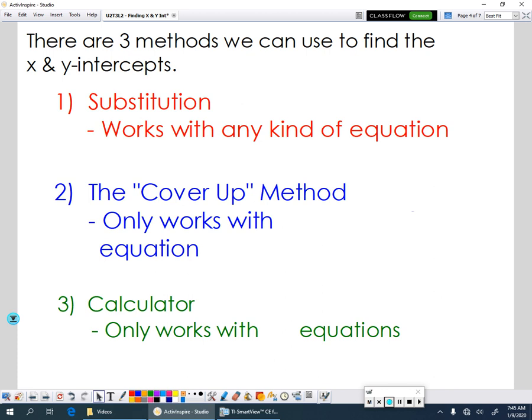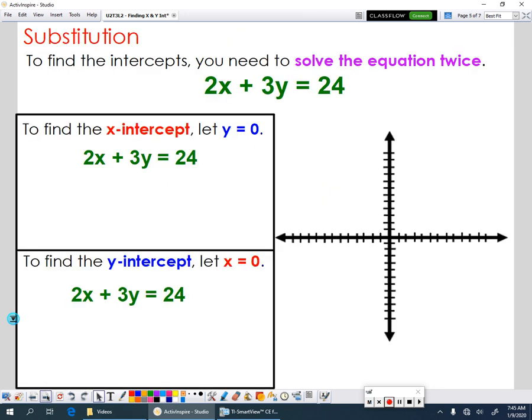Substitution can work with any kind of equation, whether it's slope-intercept form or standard form or just even some weird kind of equation that doesn't fit one of these forms, you can use substitution. We also have something called the cover-up method. That only works with standard form. So if you're given a standard form equation, you can use that method, or you can change your equation into standard form because you know how to do that. And finally, we could use our calculators, but that will only work with a y= equation. So I'm going to show you one example of each type, and then you can practice each method.